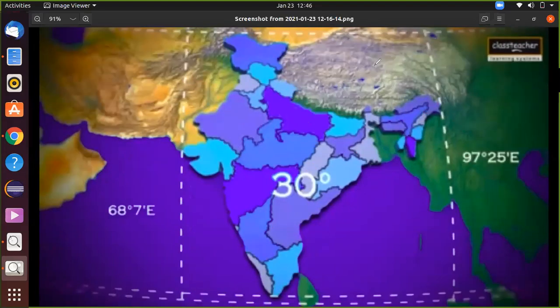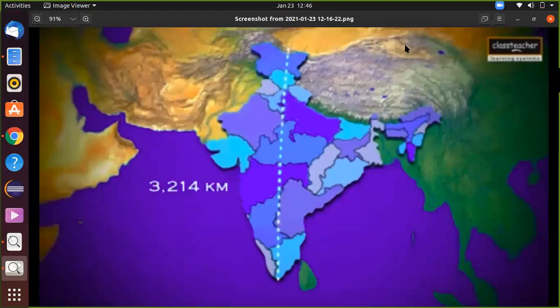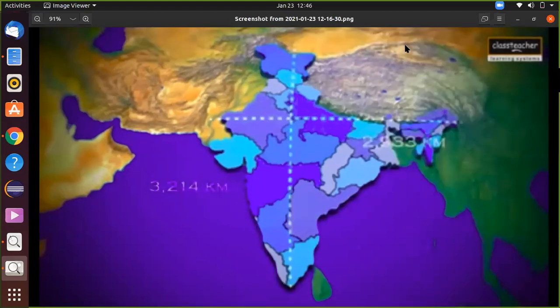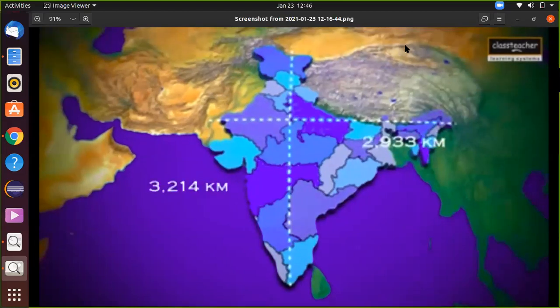See, this is what I was discussing. This 30 degrees that you see here is the difference that I calculated. Clear? Now, one more important fact is the distance in kilometers. India extends from north to south about 3,214 kilometers. Similarly, the distance from the westernmost part of India to its easternmost part is about 2,933 kilometers.